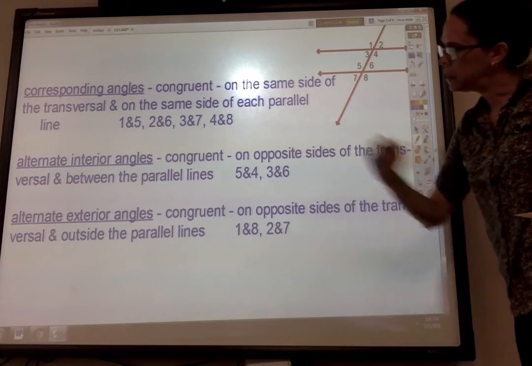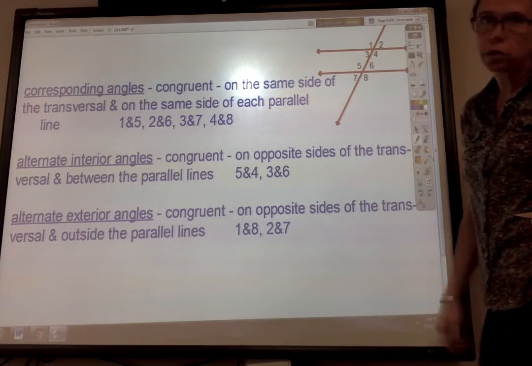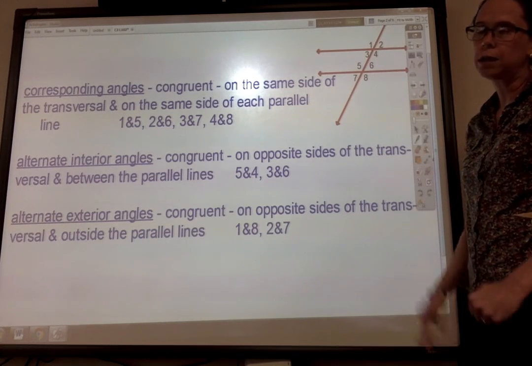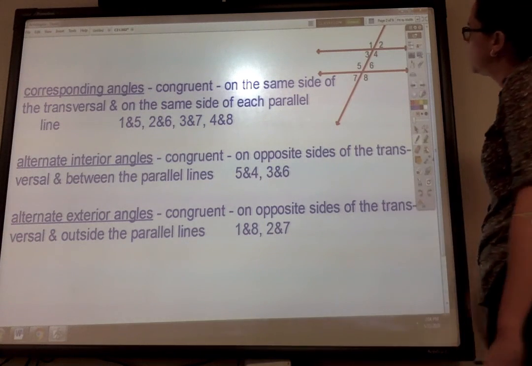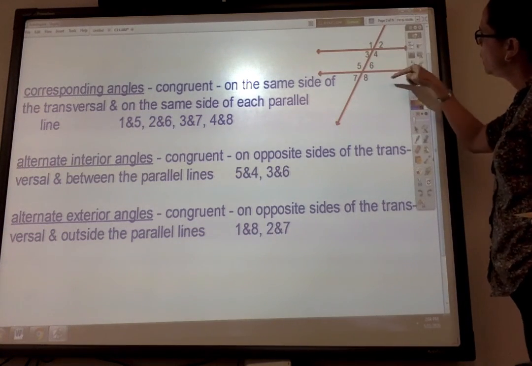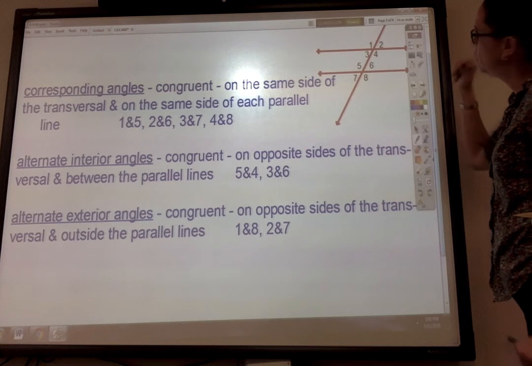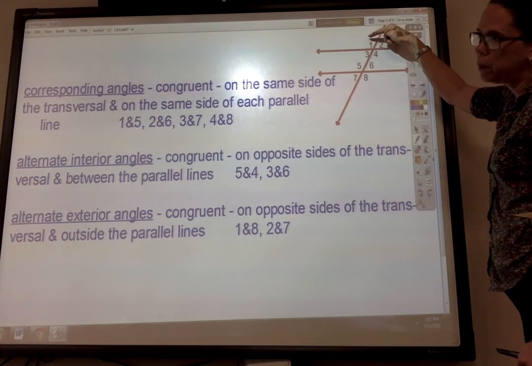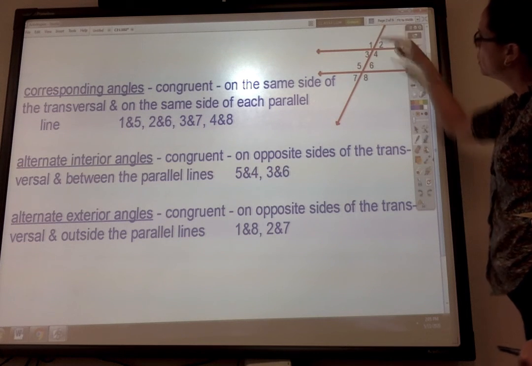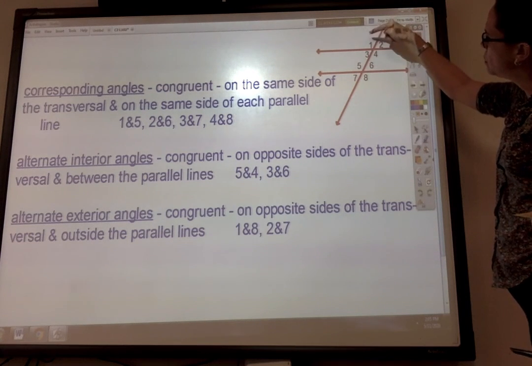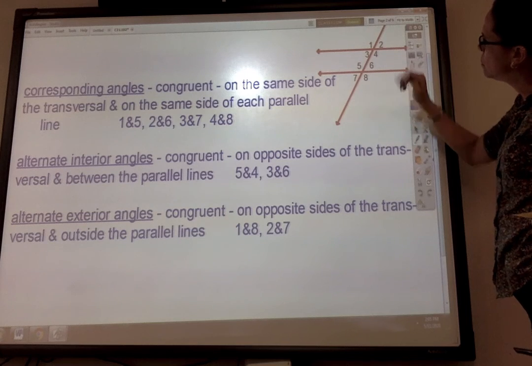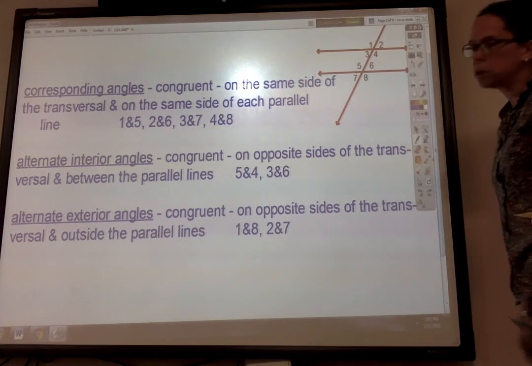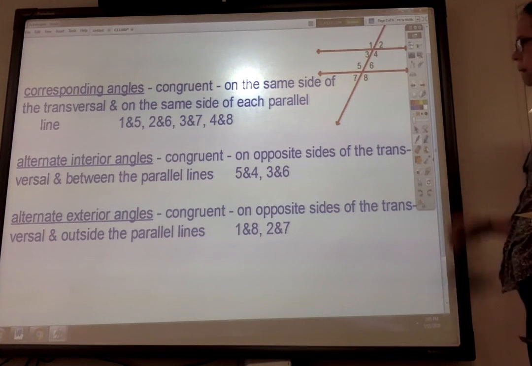Okay? And then the last one, alternate exterior angles. Alternate means they're on opposite sides of the transversal. Exterior means they're outside of the set of parallel lines. So we're looking at 1, 2, 7, and 8. Which ones are alternate exterior? Looking at angle 1, I need an angle that is also exterior, but it's on the opposite side of the transversal, but it's congruent. Angle 1 is obtuse, angle 8 is obtuse. Angle 1 and angle 8 are alternate exterior angles. 2 and 7 are alternate exterior angles. Okay?